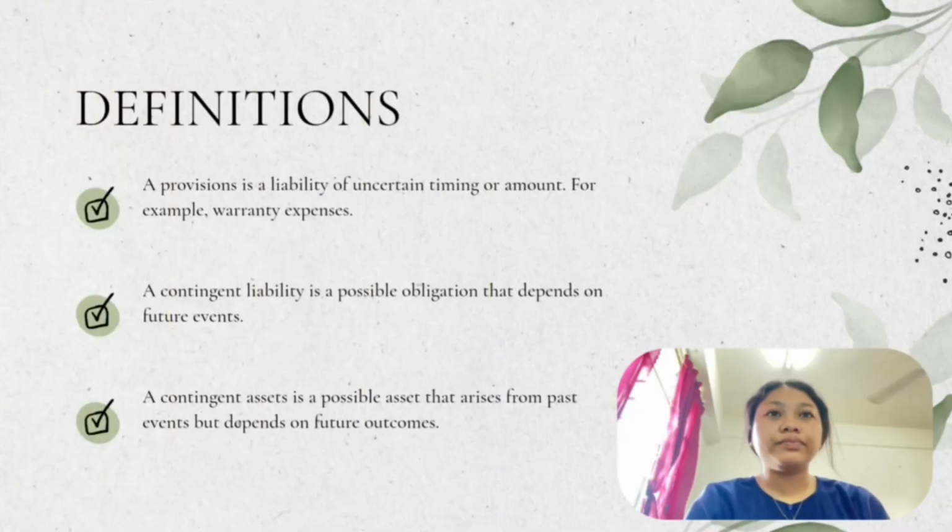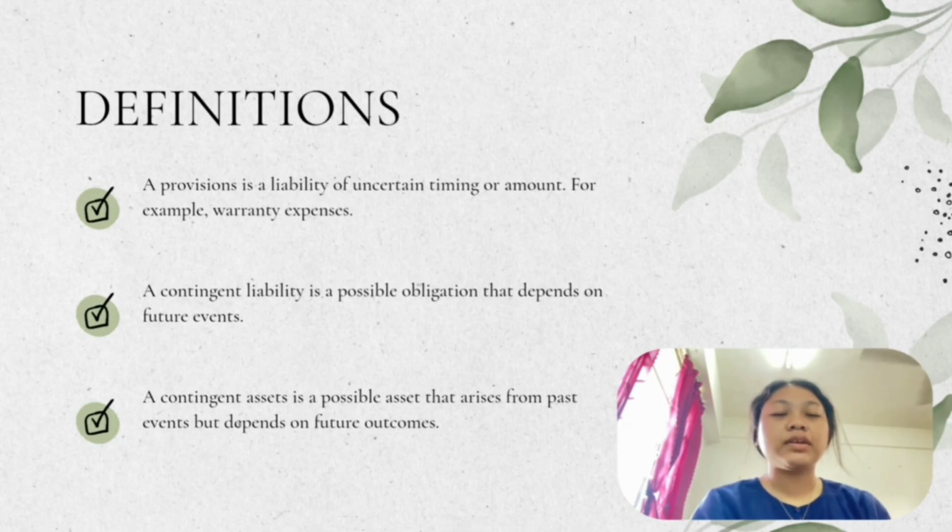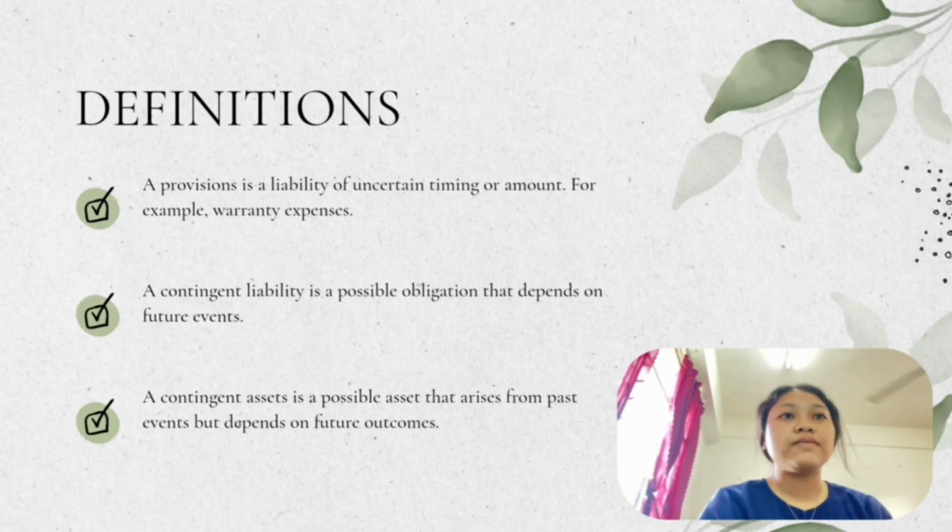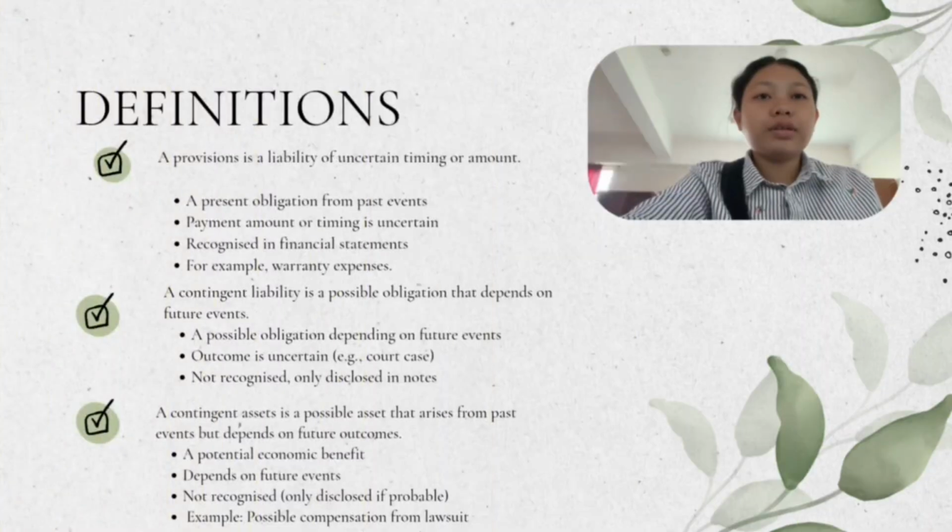First, let's start with the definition. A provision is a liability of uncertain timing or amount, for example, warranty expenses. A contingent liability is a possible obligation that depends on a future event. A contingent asset is a possible asset that arises from a past event but depends on future outcomes. As you can see on the slide, a provision is a liability of uncertain timing or amount.